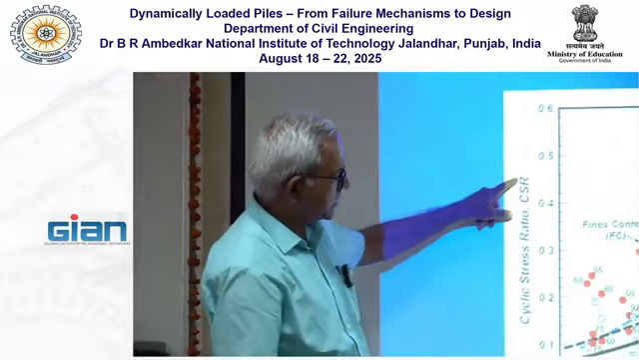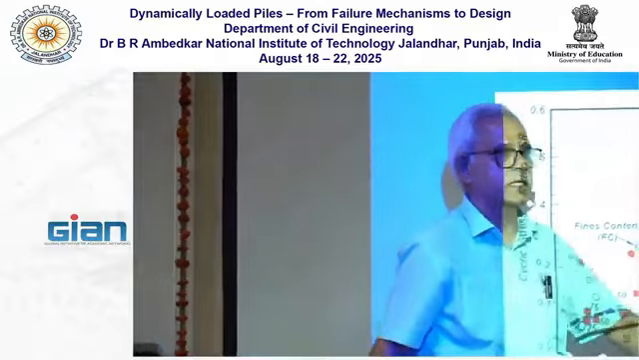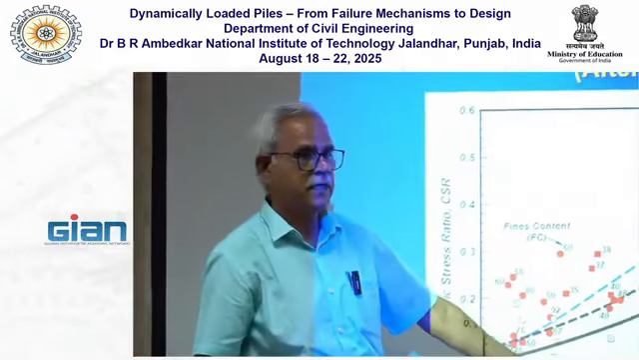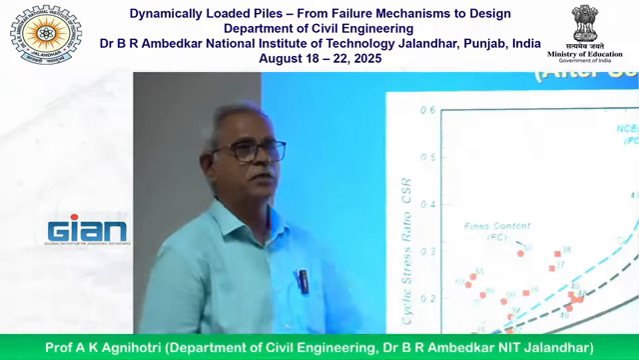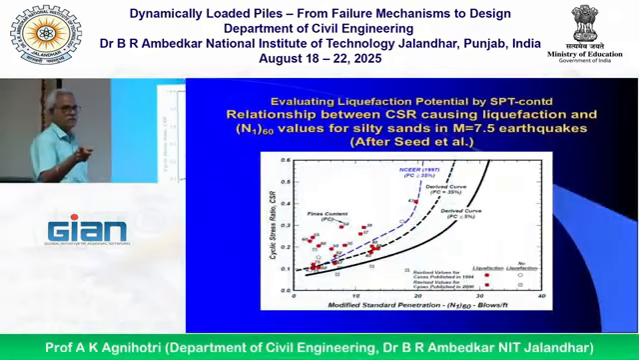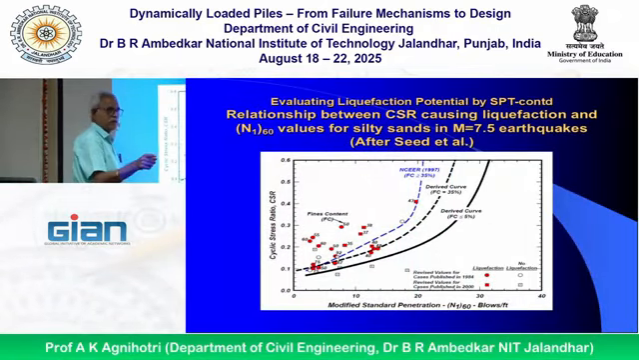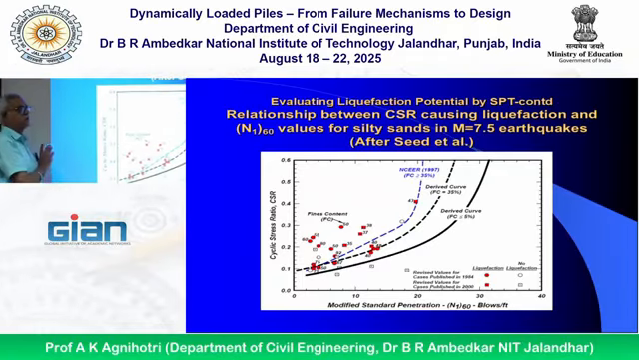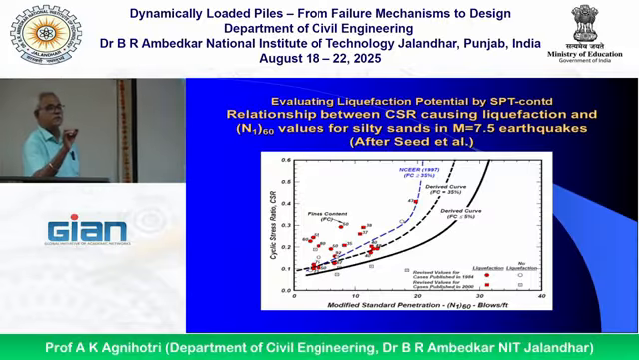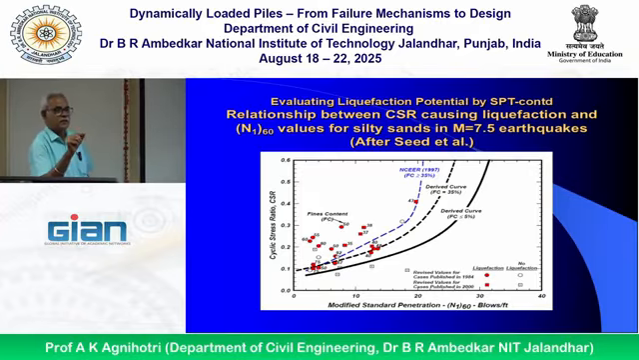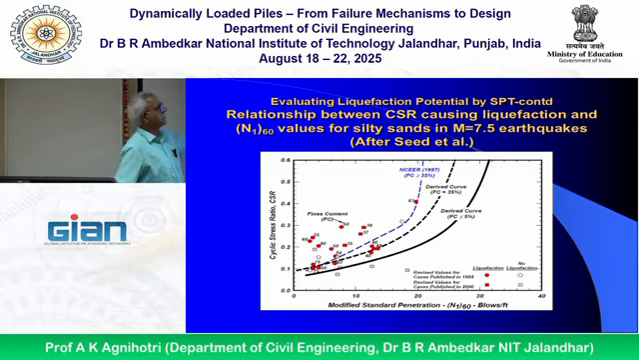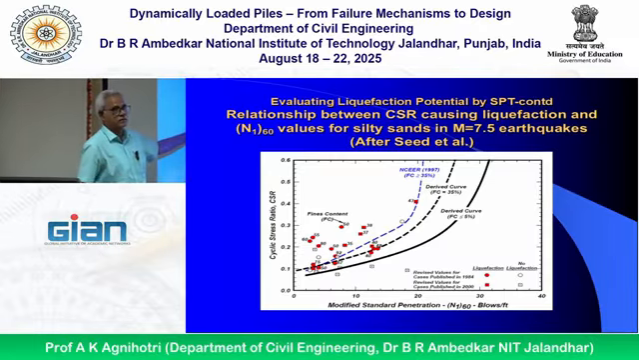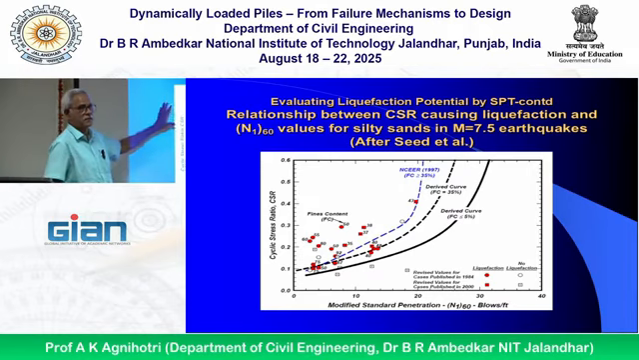This is cyclic stress ratio, and here we have N160. On these curves it is written N160. Whatever N160 CS value you have calculated, corresponding to that value we see this curve, and whatever value you get is the cyclic resistance ratio. Though it is mentioned on these curves as CSR, this is CRR. You will consider it resistance.